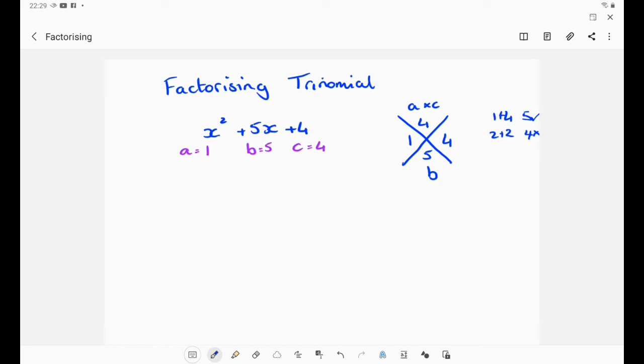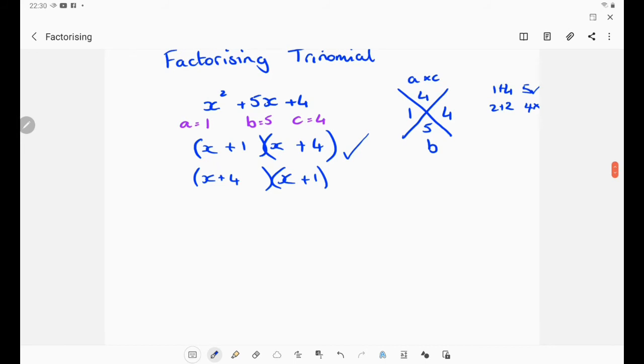Now you filled in this cross, you found 1, you found 4. Because the number at the front here was 1, because A was equal to 1, you get to go straight ahead and create your double brackets. So we are going to have x plus 1 and x plus 4. Equally, if you'd put those the other way around, completely fine. Okay? There is no issue with the order of your brackets there.